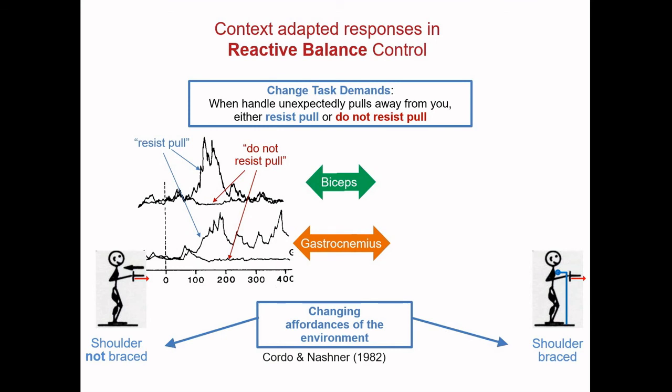Here we see the EMG time series for the biceps brachii and the gastrocnemius. Here we see that when the participant is given the instruction to resist the pull of the bar, they recruit the gastrocnemius in order to stabilize balance, and they recruit the biceps in order to counter the pull of the bar. When the participant is given the alternate instruction to not resist the pull, we see a completely different response. What we see is no activity in either muscle.